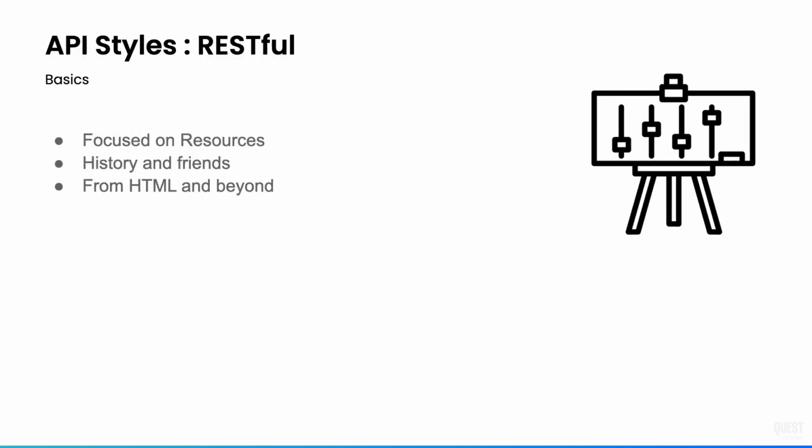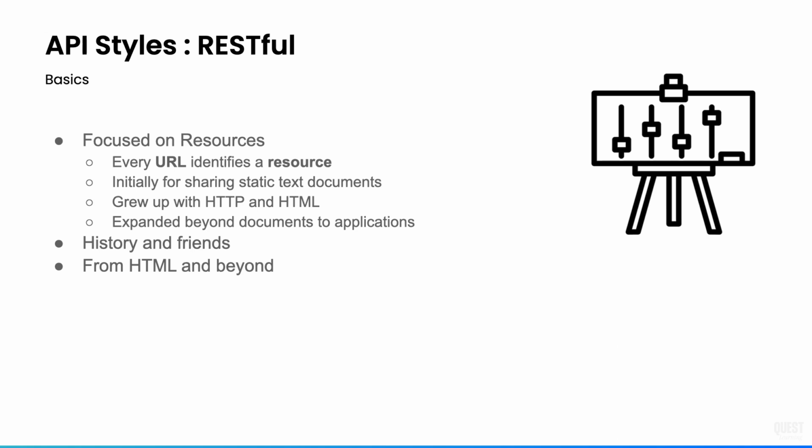It's focused on the idea of resources. Every URL defines a resource. You describe your system in terms of resources: users, customers, orders, products, and so on and so forth. Initially, the whole point of RESTful architecture was to expose static documents like HTML pages or lists of information. However, with HTTP and HTML, it grew to a much more rich platform and expanded beyond documents to actually hosting applications.